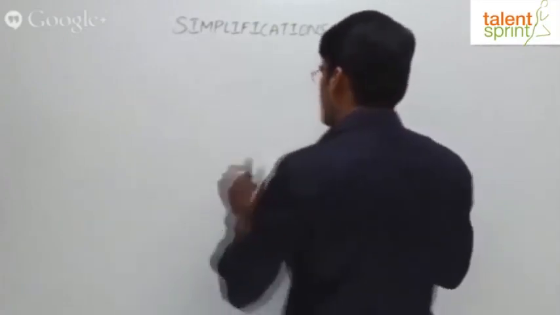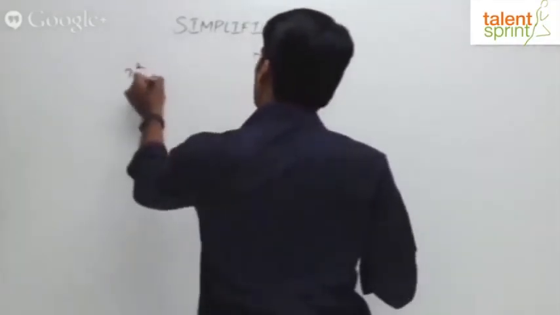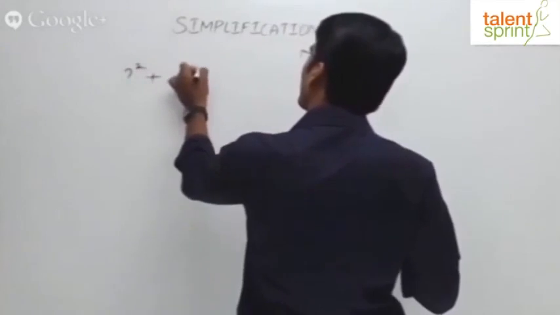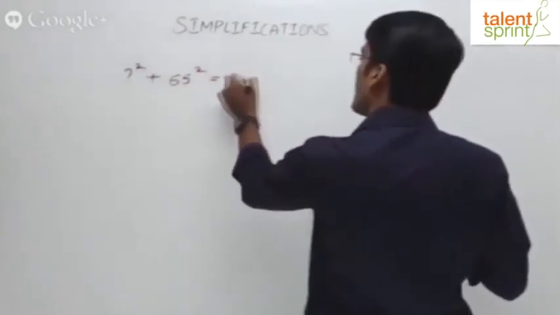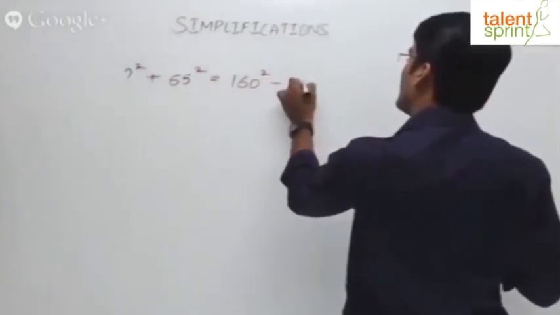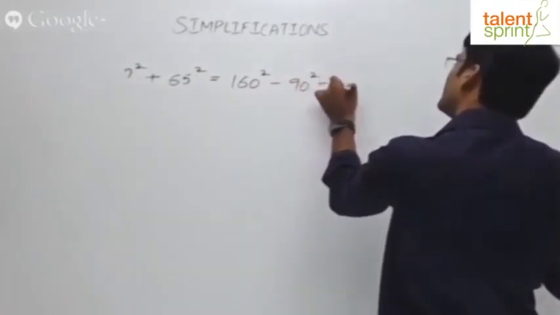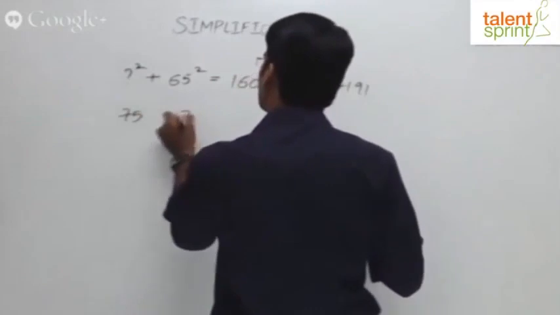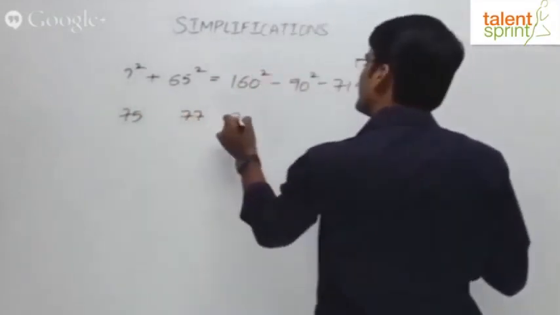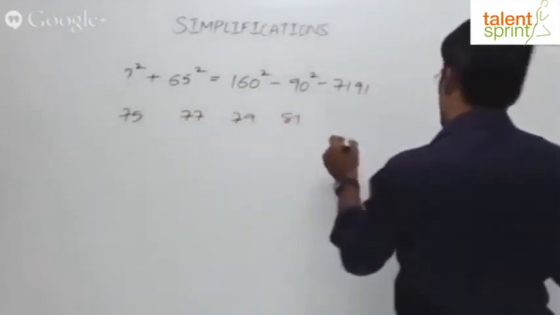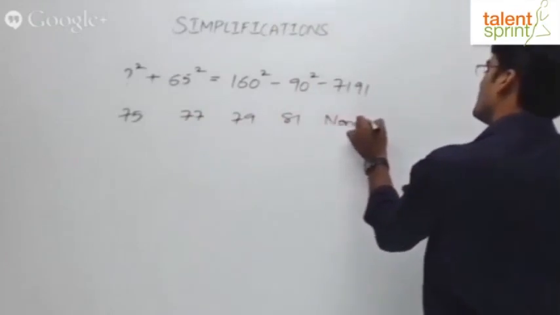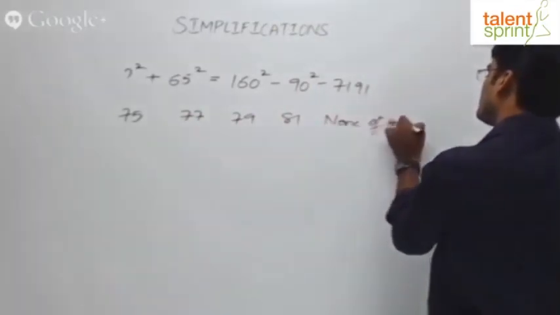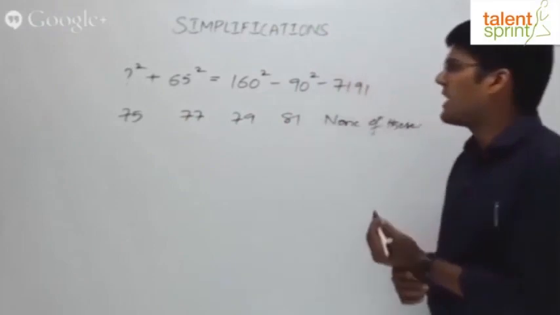Let me give you a question now. Look at this. Question mark squared plus 65 squared equals 160 squared minus 90 squared minus 7191. I'll give you the options: 75, 77, 79, 81, and the fifth option is none of these. Let's look at the solution now.